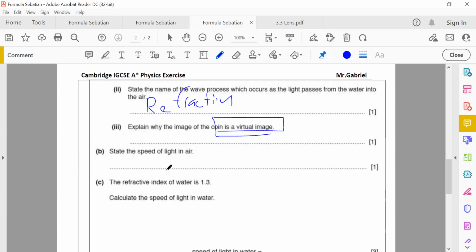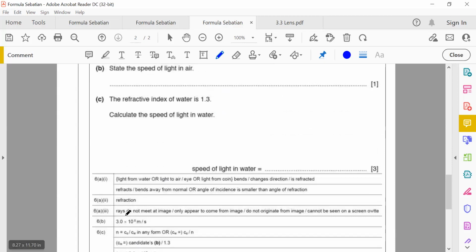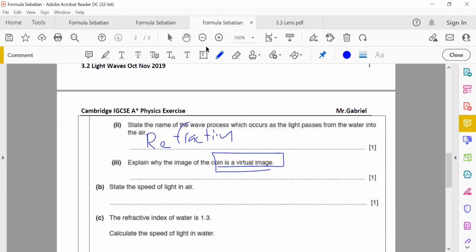So, explain why the image of the coin is going to be a virtual image. Light rays do not actually meet at the image, it only appears to come from there. Yeah, it's going to be a standard answer as well. I'm going to say that light has bended.